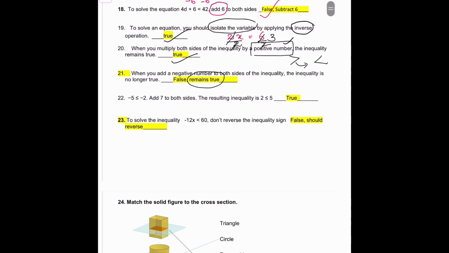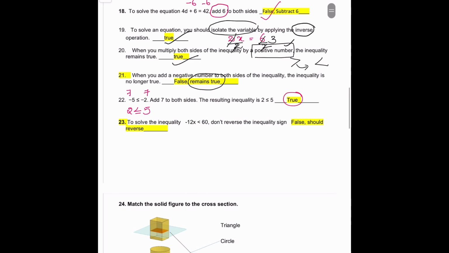Negative 5 is less than negative 2. Add 7 to both sides. The resulting inequality is 2 less than 5. Correct? Let's try and see. If I add 7 on both sides, 7 minus 5 is 2, and 7 minus 2 is 5. And 2 is less than 5. So the answer is true.